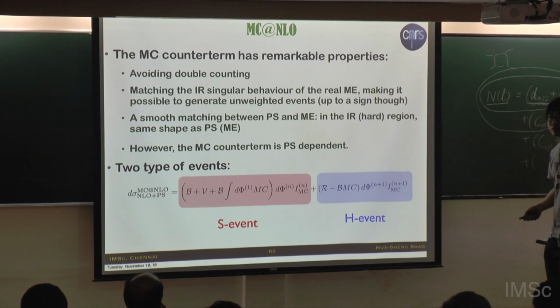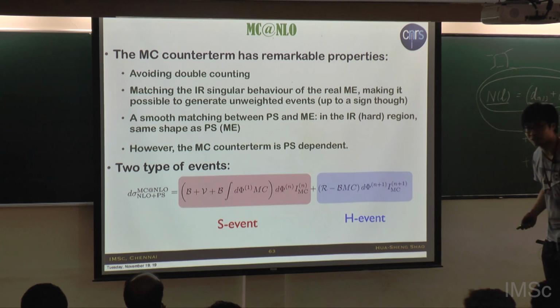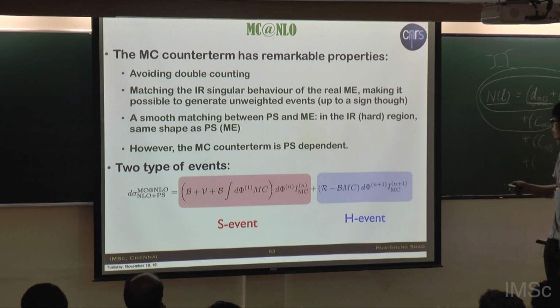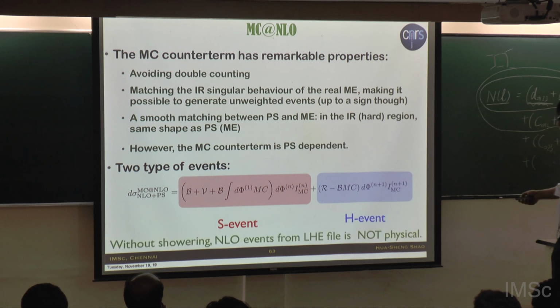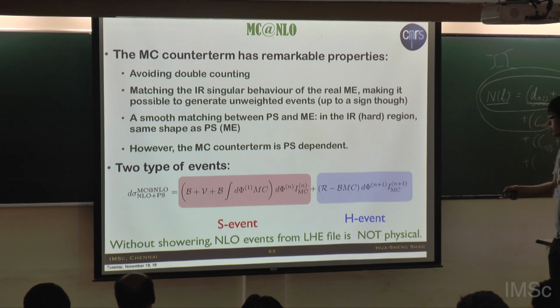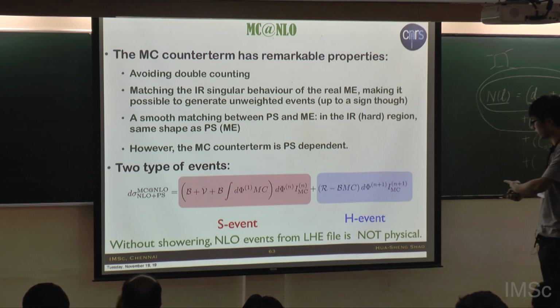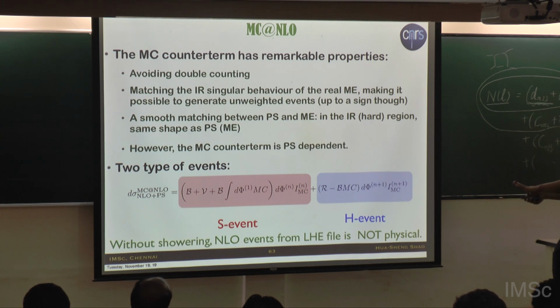So why, in MadGraph, if you run next-to-leading order parton shower, do you still need the FKS counterterms? The important point is, because we added the Monte Carlo counterterms, if you do not shower, if the shower operator is just 1, it's not physical anymore, right? You're missing something. So without shower, the next-to-leading order Les Houches event generated from MadGraph is not physical anymore. You cannot use that directly.